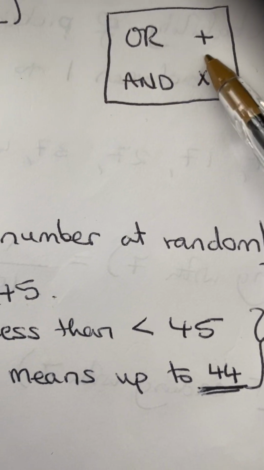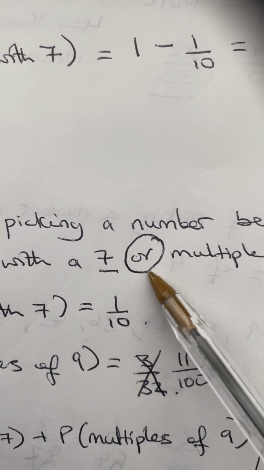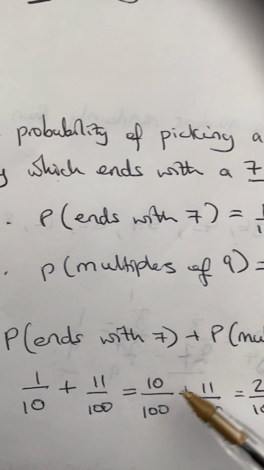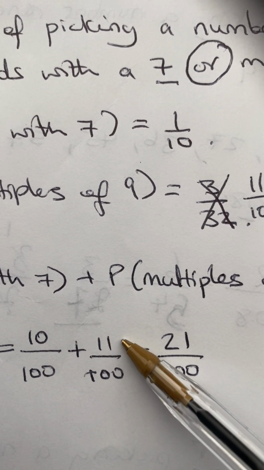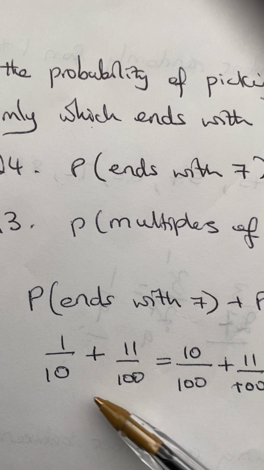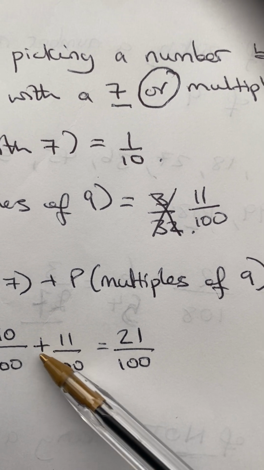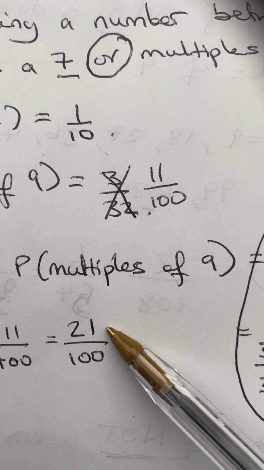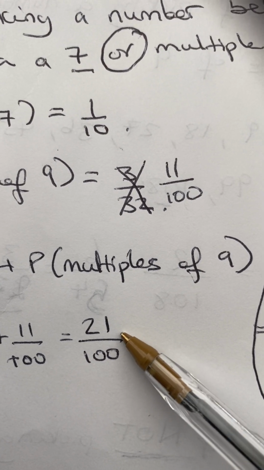Now, in the beginning, I said if you have an 'or', it's an add. So the question here says ending with 7 or multiples of 9. So now we have to add them. So 10 over 100, add 11 over 100. Remember, we got 10 over 100 because we needed to make the denominators 100. So now 100, and then the numerator is 10 add 11, which is 21. So here our answer will be 21 out of 100.